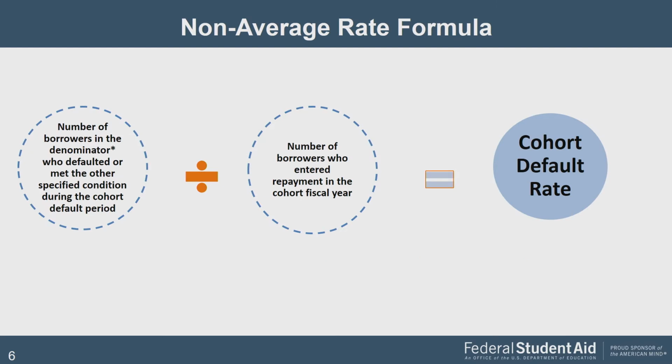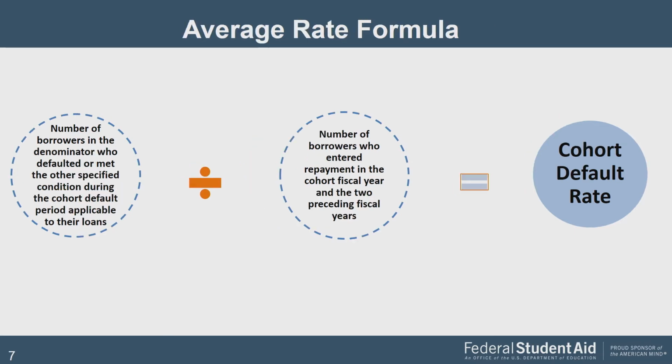Here is how we determine the non-average rate formula: the number of borrowers in the denominator who defaulted and met the specific conditions during that cohort period of time, divided by the number of borrowers who entered repayment in the cohort fiscal year, which will equal your cohort default rate. And for the average rate formula, it's pretty much the same thing: the number of borrowers in the denominator who defaulted and met the other specified conditions during the cohort rate, divided by the number of borrowers who entered repayment in the cohort year and the 2 preceding fiscal years, which will equal your rate.